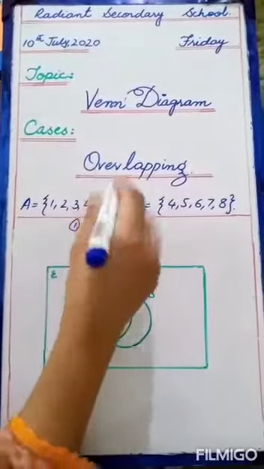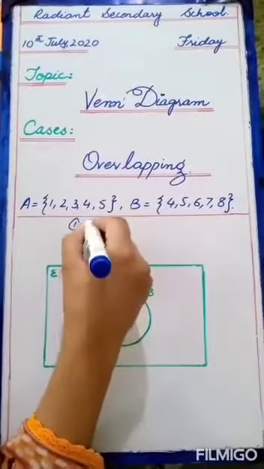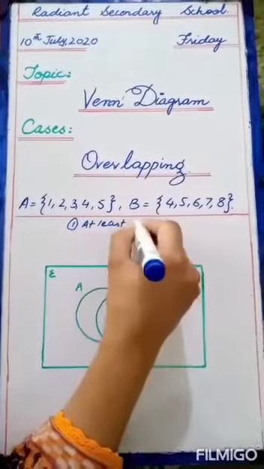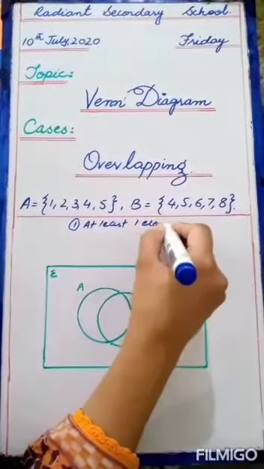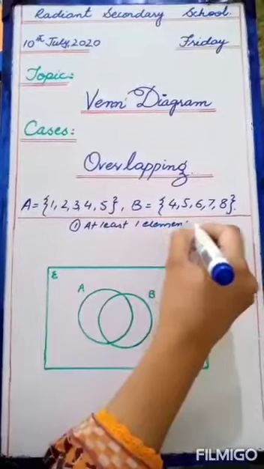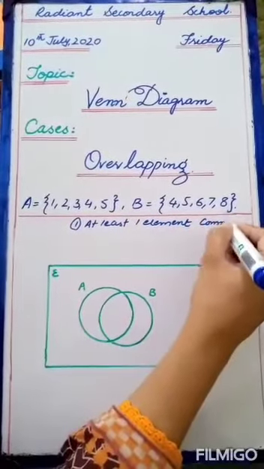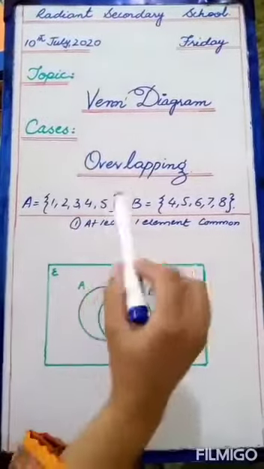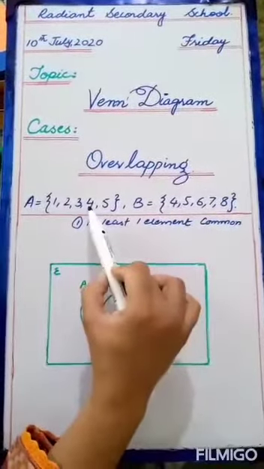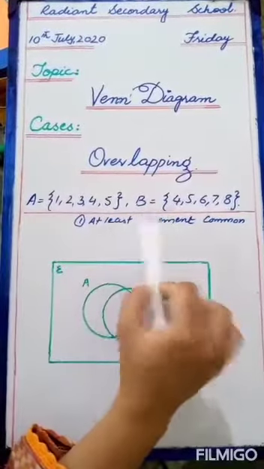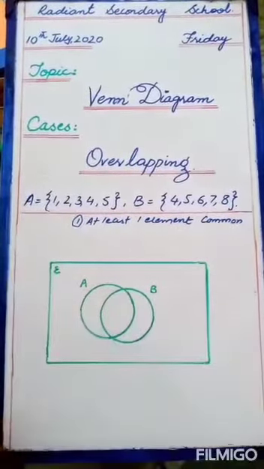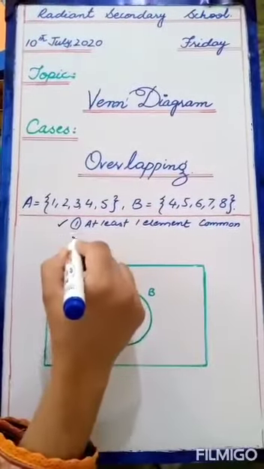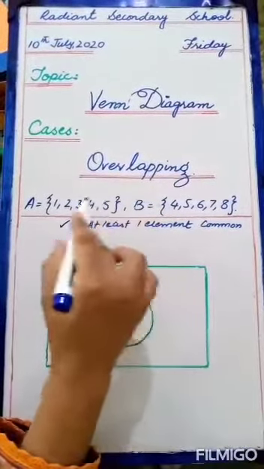Now, number one point for the overlapping: at least one element should be common. This is point 1. In these sets we have two elements common, 4 and 5. At least one element should be common, and we have this point. And number 2 point: no set should be the subset of the other one.